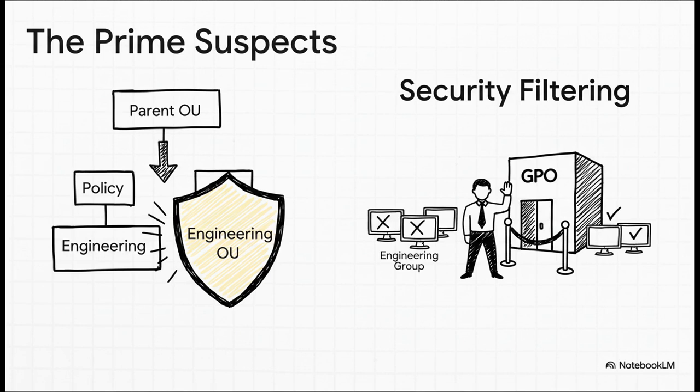First, you've got to check if block inheritance is enabled on the engineering OU itself. This is like a giant off switch that just stops policies from flowing down from the domain. Second, and just as likely, double-check your security filtering. Are the computer accounts from the engineering OU actually members of the security group that the GPO is targeted at?